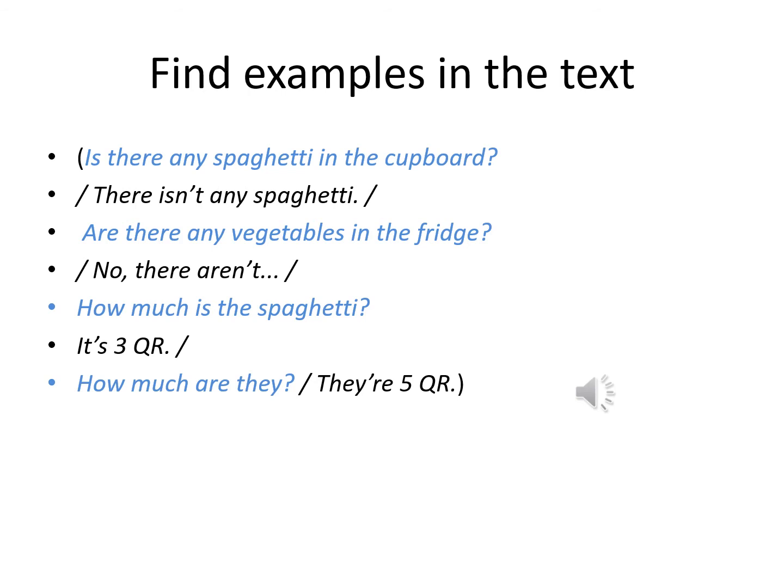Is there any spaghetti in the cupboard? There isn't any spaghetti. Are there any vegetables in the fridge? No, there aren't. How much is the spaghetti? Here, spaghetti is a singular noun. It's 3 Qatari Riyals. How much are they? They are 5 Qatari Riyals. They are asking about vegetables, a plural noun. So when we ask about the price of a plural noun, we say how much are they? And when we ask about the price of a singular noun, we say how much is.